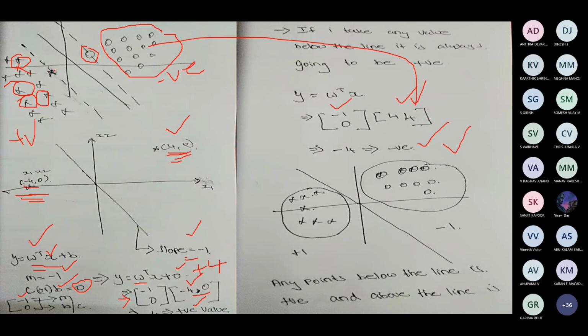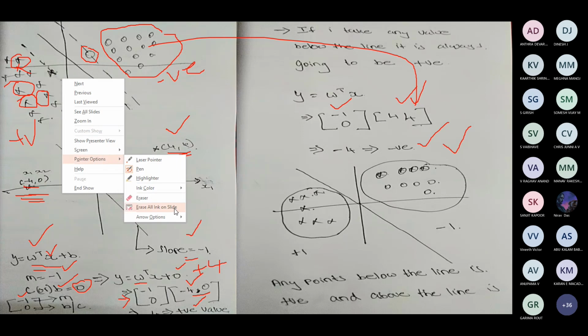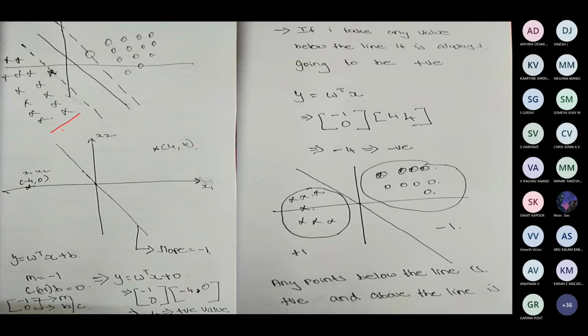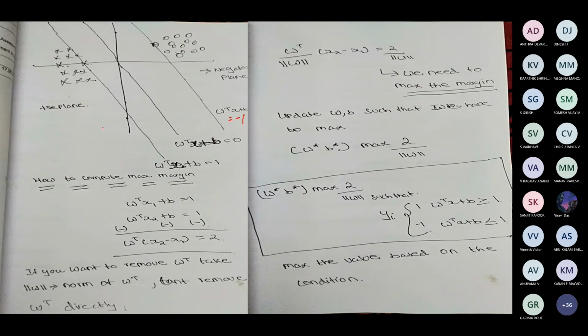So now can I classify this particular diagram and this particular diagram as one group? Any point which is lying below this line, I am classifying as positive, +1, and any point which is above this line, I'm classifying as negative.